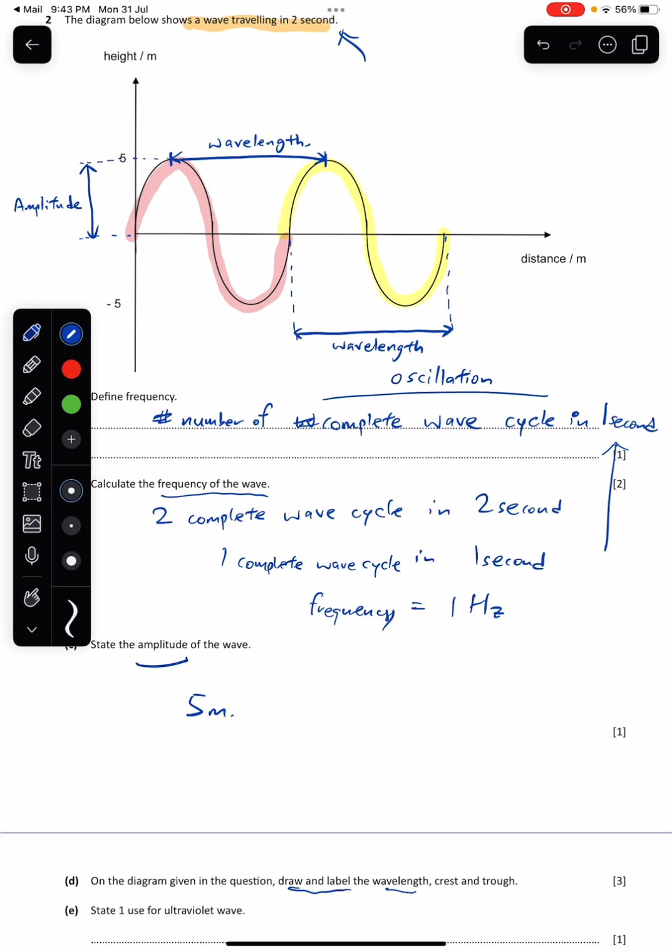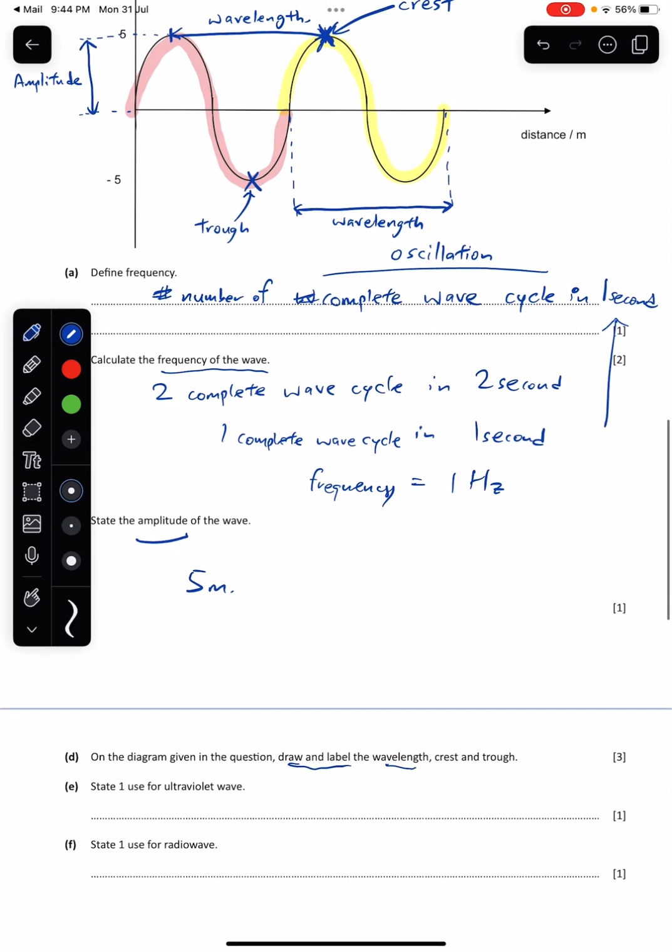Next one, you're supposed to label crest. Sure. So crest is the highest point. So I can do this. Then I will say this is crest. So usually we use a cross to label the spot. Then I'll write down this is crest. Next one, trough. Trough is the lowest point. So this is your trough. So they often like you to label.